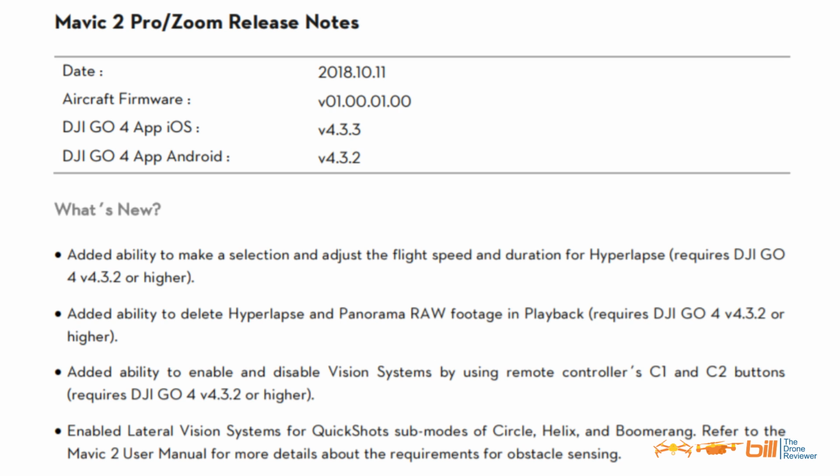Now let's go over what's new, and the slide's up on the screen. Added ability to make a selection and adjust the flight speed and duration for hyperlapse. Added ability to delete hyperlapse and panorama raw footage in playback. Added ability to enable and disable vision systems by using remote controller C1 and C2 buttons. Enabled lateral vision systems for quick shot submodes of circle, helix, and boomerang. Refer to the Mavic 2 user manual for more details about the requirements for obstacle sensing.